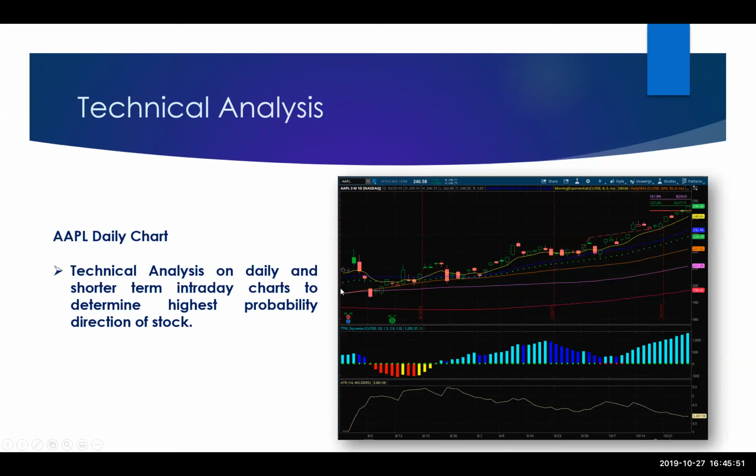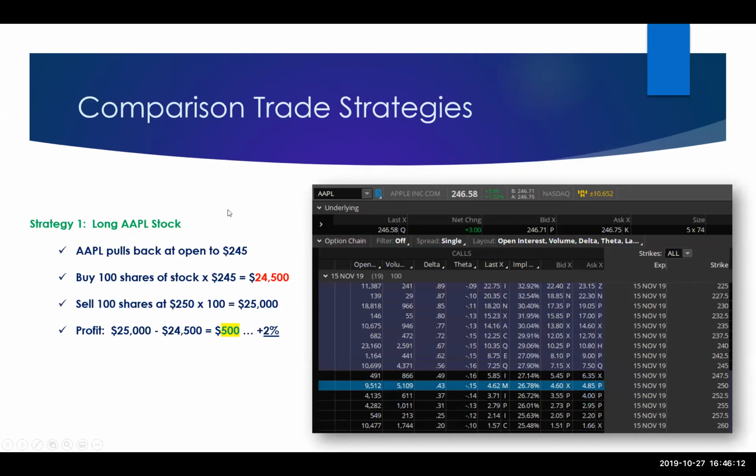I would go in, I'd look at Apple's daily chart and my intraday chart, and I want to really take a look at it. And again, we'll do it live in a few minutes, but I want to look at the chart, do my analysis and see, where do I think Apple's going to go? And once I determine where I think Apple's going to go, then now I'm choosing a higher probability direction, and then I have a few different options on how I want to trade it.